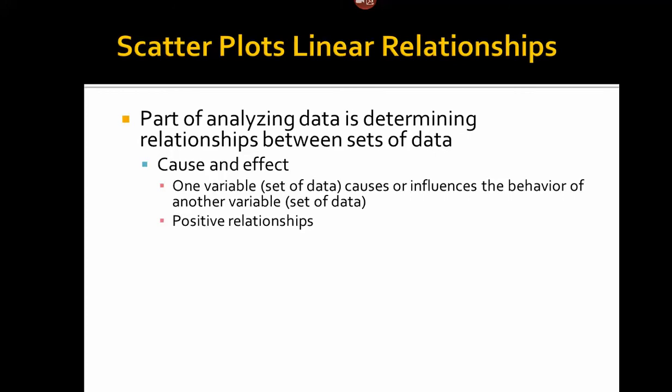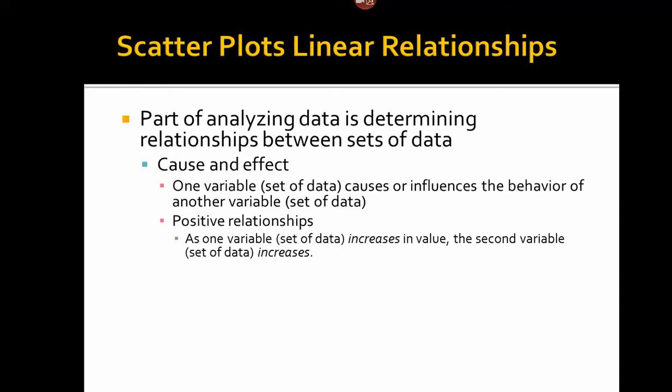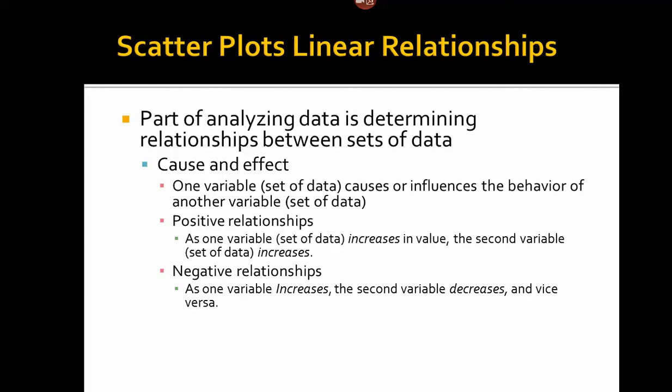There can be positive relationships between these two variables, which would mean as one set of values are increasing, we see a second set of values also increasing. So if they're both going in the same direction, if x is going up and y is going up at the same time, then we say that's a positive relationship. As one variable increases, the second variable also increases. We say it's a negative relationship if they're going in opposite directions. So as one variable is increasing, we see a decrease in the other variable and vice versa.